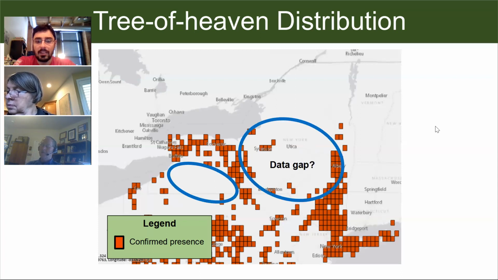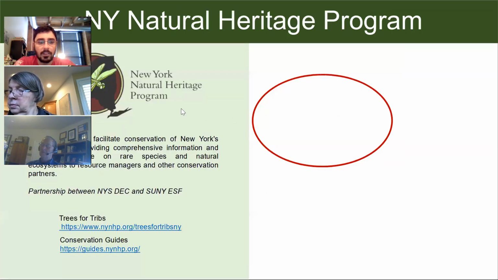What's more likely is that we have really big gaps in our data. There are people who are using iMap Invasives and reporting tree of heaven in these areas, but there aren't people who are reporting tree of heaven in these other areas. So there probably is tree of heaven in these 2 empty areas, but we just don't know about it. So that's what we're trying to fix here.